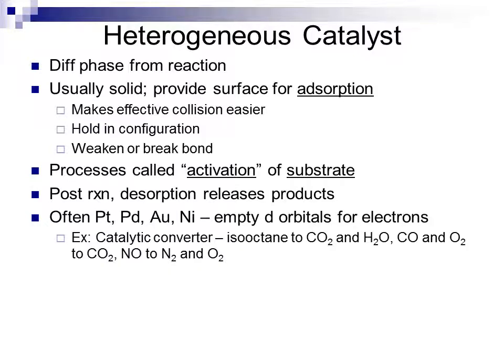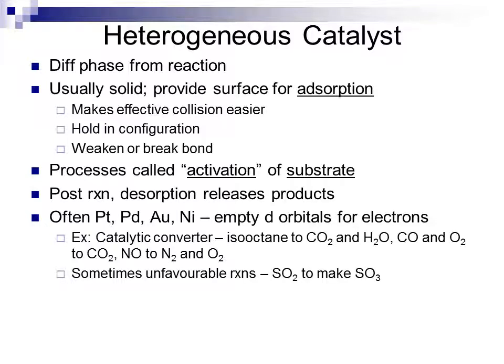As an example, a catalytic converter in a car is used to catalyze reactions of isooctane to carbon dioxide and water, the reaction of carbon monoxide to oxygen and carbon dioxide, and the reaction of nitrogen monoxide to nitrogen and oxygen. All of this is used to clean up the exhaust coming out of the engine because it reduces residual octane, which might be in the gas fumes. It takes harmful substances like carbon monoxide and nitrogen monoxide and transforms them into clean air components like oxygen and carbon dioxide and nitrogen.